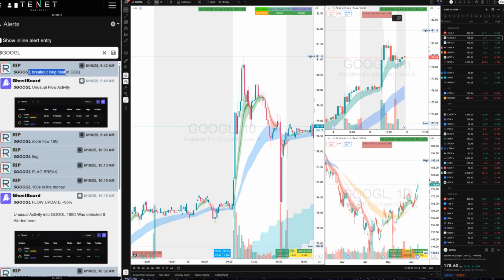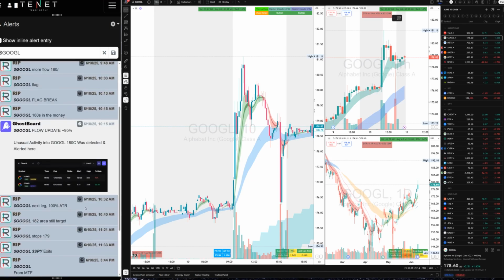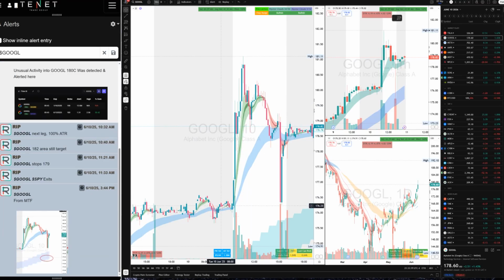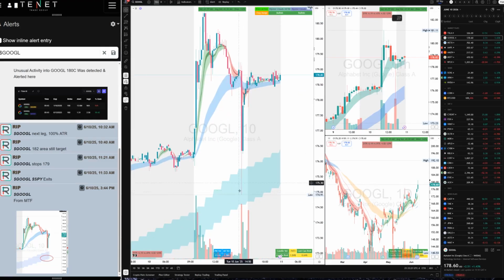I gave the breakout long at 940s as well in the pre-market planning, and then finally when SPY dumped, we had to exit it. You could exit it here, you could exit it here, but this was the final exit. Google was a nice trade, and there was the bounce later at the end of the day from MTF. So that's how we traded Google. I saw the flow, I saw the relative strength. That's how I analyze things in the market.